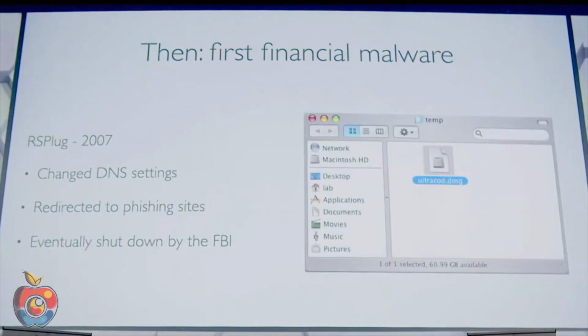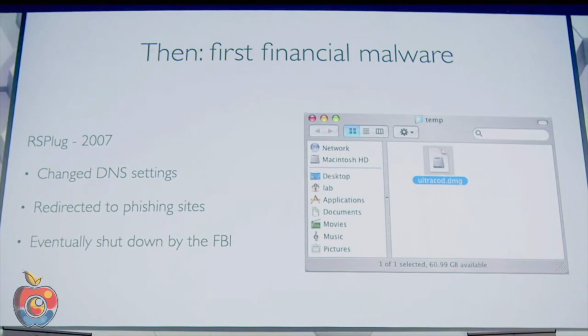So in 2007, we saw RSplug, which was kind of the first real financially based malware. It was also called DNS changer because it would change your DNS settings and set your DNS to a malicious server. It did this for the purpose of phishing, so that it could change the server for certain sites to a malicious site to try and get your credentials and basically your money.